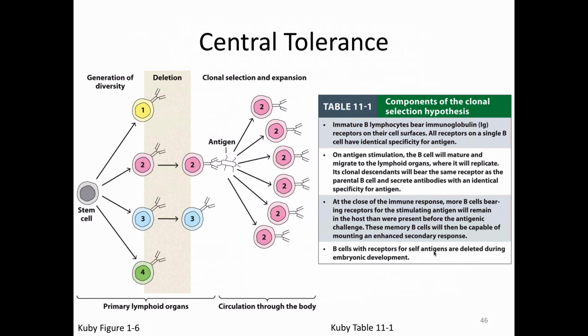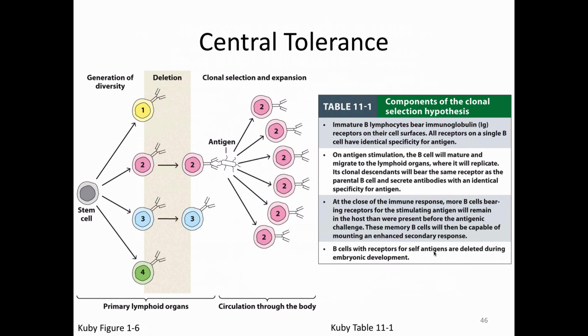So you've seen 2 pieces of the clonal selection hypothesis here. First, you notice that the immature B cells all bear Ig receptors on their surface, and all the receptors on a single B cell have identical specificity for antigen. That's a fancy way of saying allelic exclusion happens, and it's important. We are now at the point of the one at the bottom, which is that B cells with receptors for self-antigens are going to be deleted during development. And that's largely the step that we're going to be seeing on Monday.